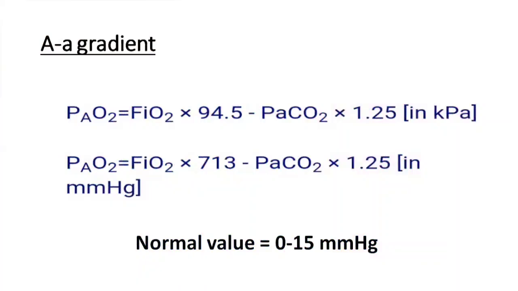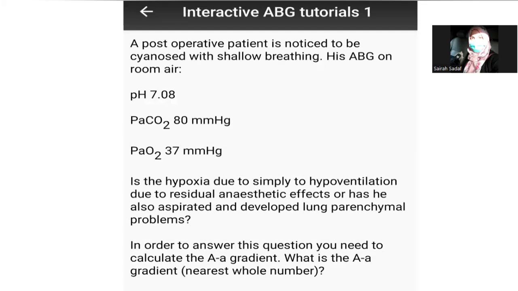You have to use this formula: FiO2 multiplied by 713, then subtract PaCO2 multiplied by 1.2. Now I am writing the formula here. Okay, FiO2 multiplied by 713, minus CO2 multiplied by 1.25. Now I have written the formula. Now use it and tell me.